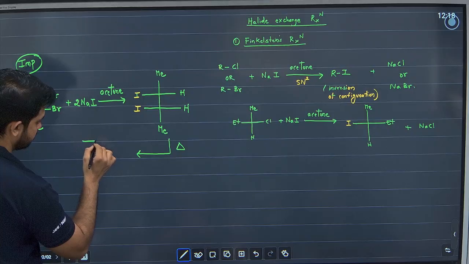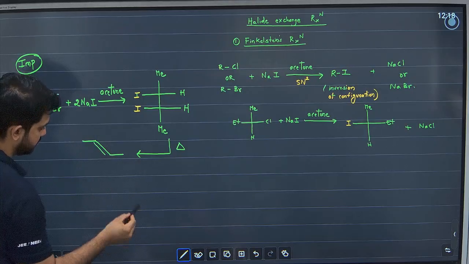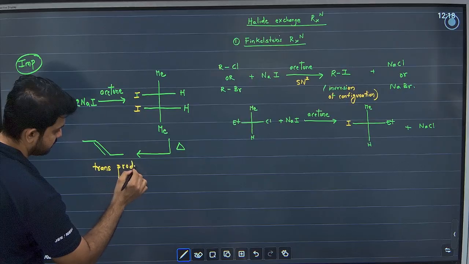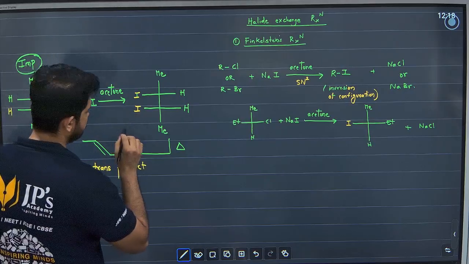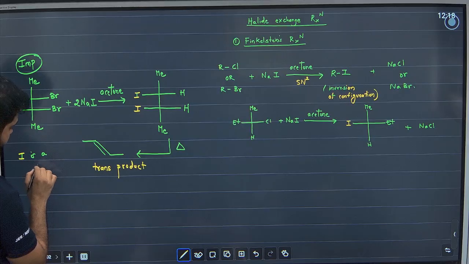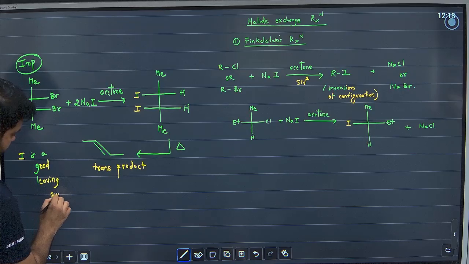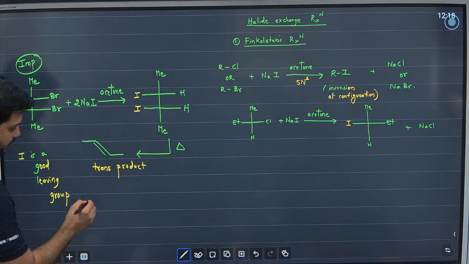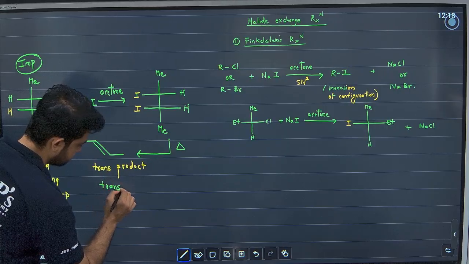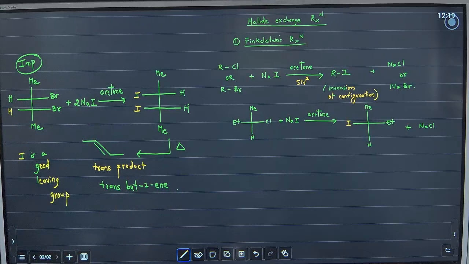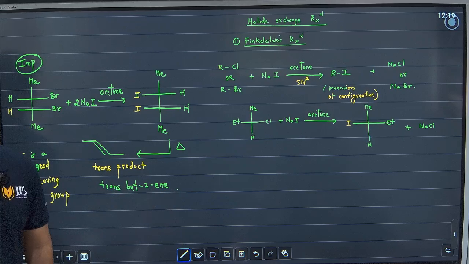And what we get here is a simple way में बना देता हूँ. You get a trans product. Correct. Because iodine is a really good leaving group. ठीक है, यहाँ पे लिख देता हूँ मैं, iodine is a good leaving group. So basically what we have here is trans but-2-ene. That is what you get your product as. ठीक है, this was Finkelstein's.